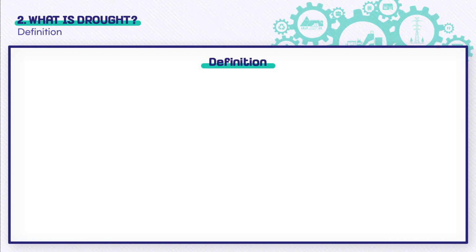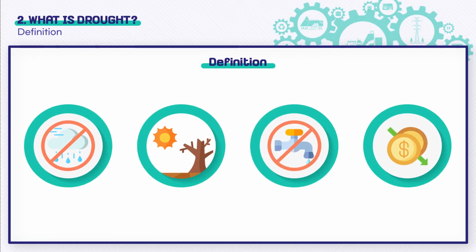Now we're going to focus on the definition of drought. How would you define drought? Defining drought is not a simple task. There are approximately 150 definitions of drought coming from all over the world. These can largely be categorized into 4 different types.